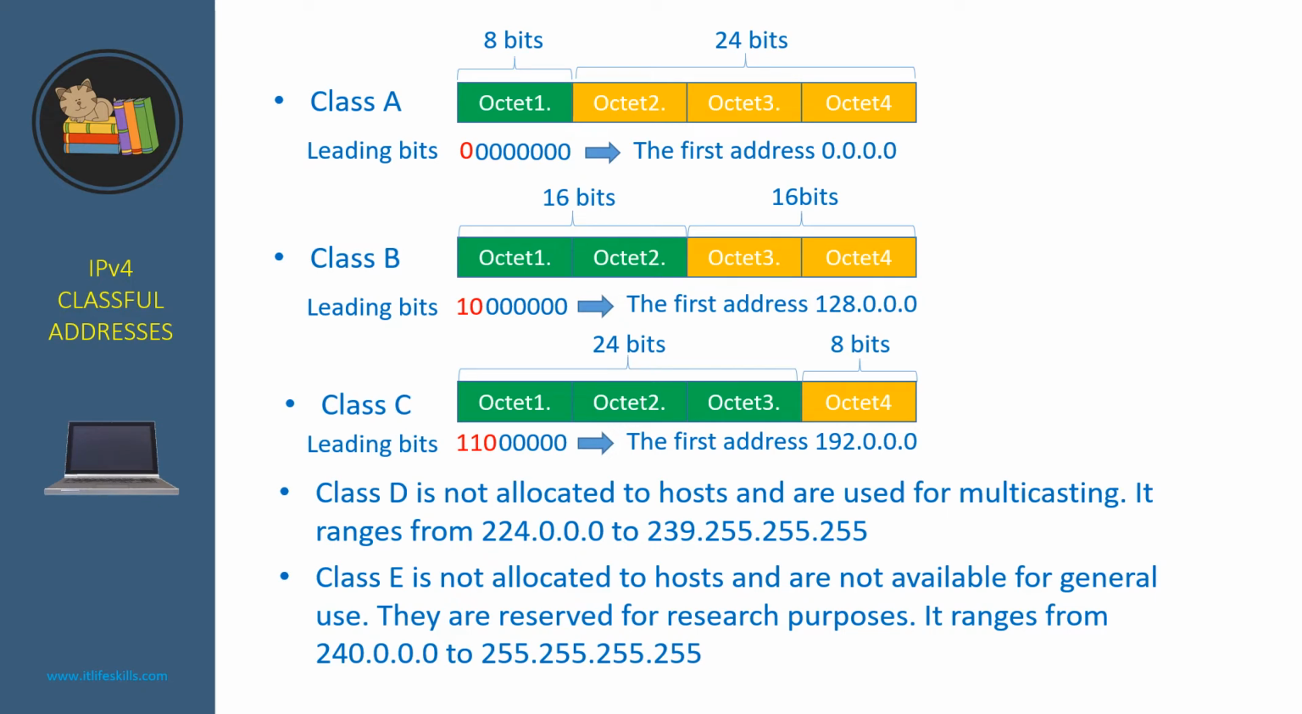Class E is not allocated to hosts and is not available for general use. They are reserved for research purposes. It ranges from 240.0.0.0 to 255.255.255.255. You can now figure out the range for Class A, B, and C.